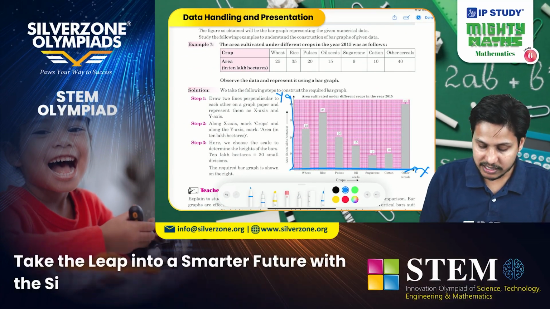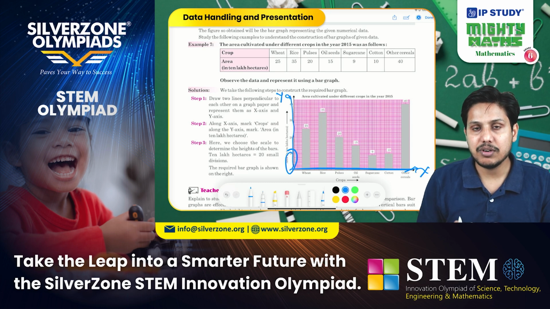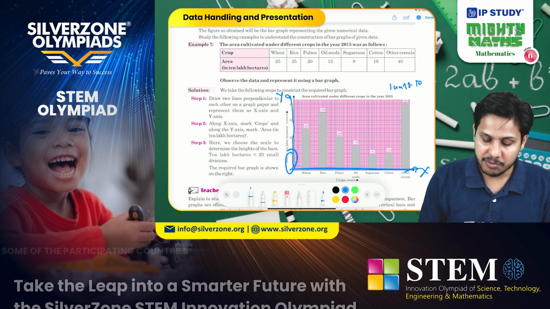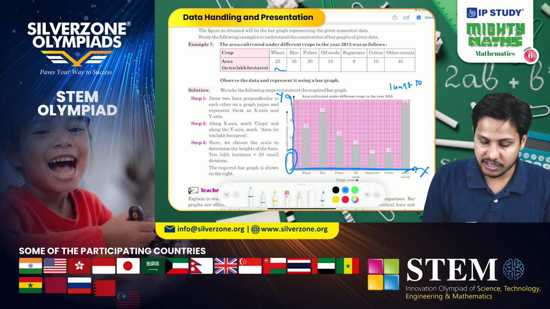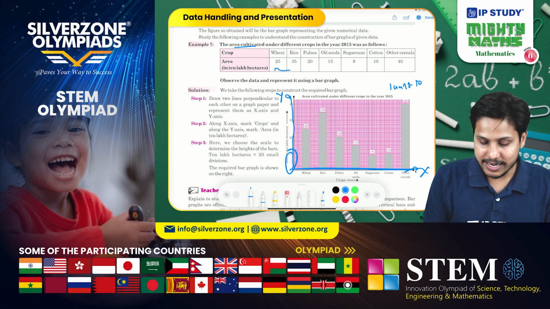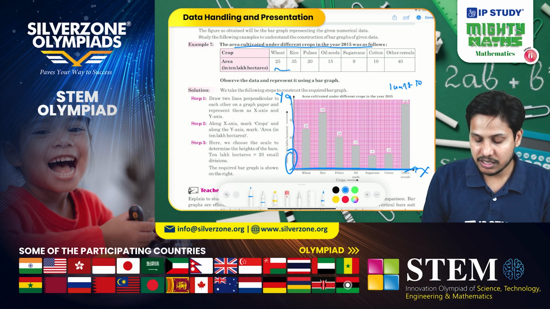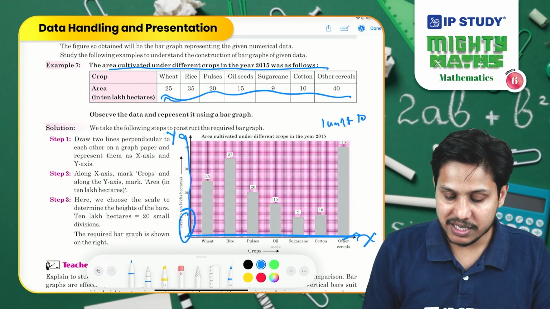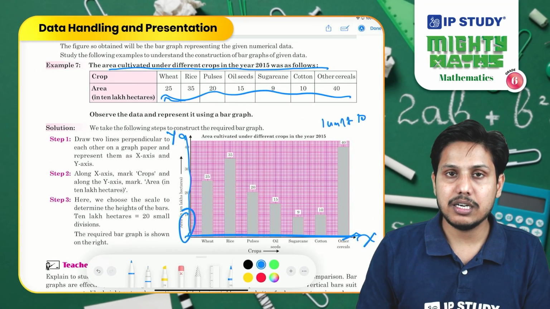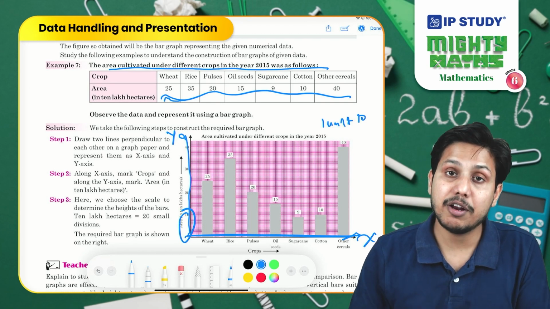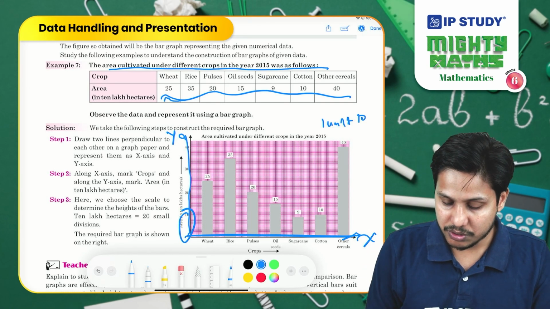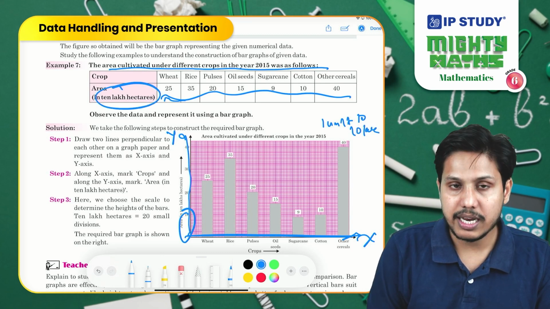Now we'll take the scale representing the value, like for 1 unit we can take 10 or 20 depending upon the data. For example, here we have the data of the area cultivated under different crops in the year 2015, and the values are a multiple of 10 or nearest to a multiple of 10. So we take 1 unit equal to 10 lakh hectares because the data is in 10 lakh hectares.